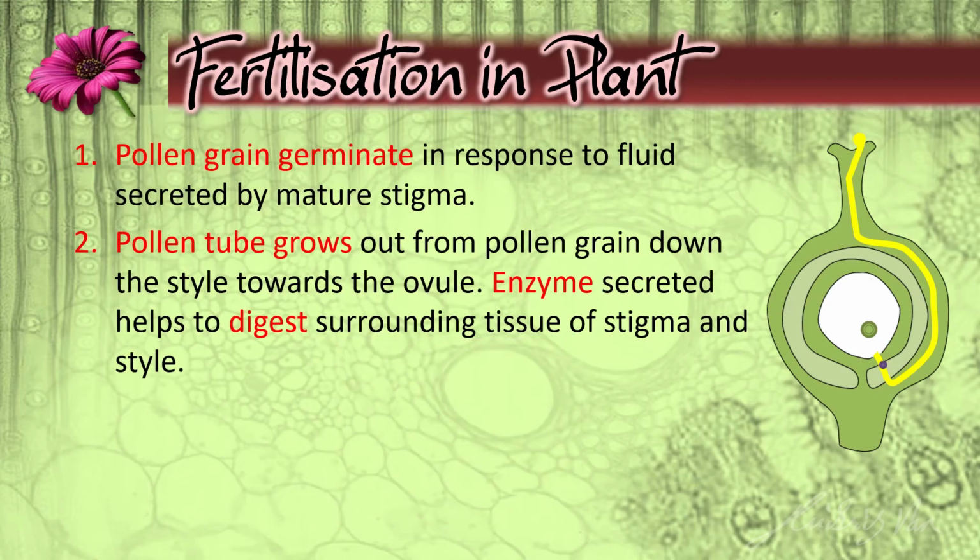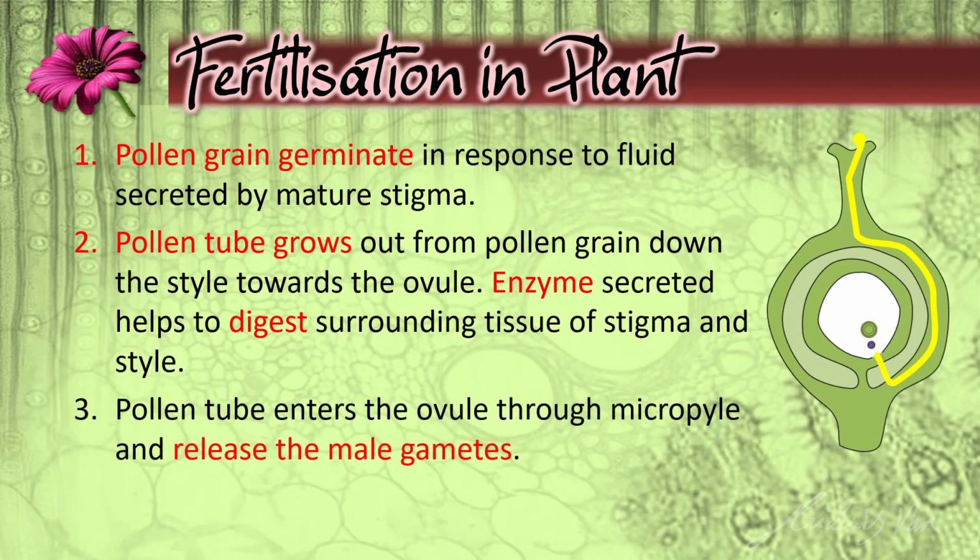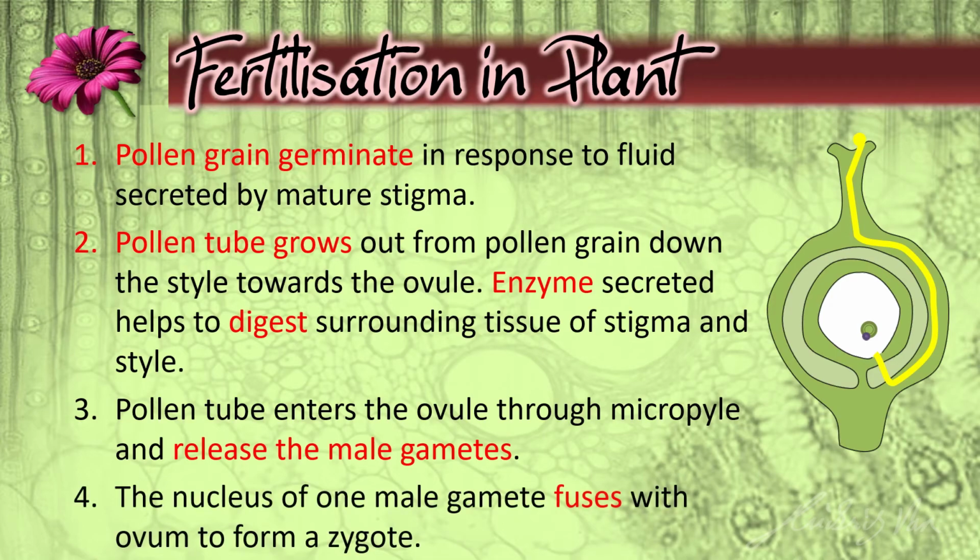After the pollen tube grows all the way to the ovule, it will enter through the micropyle and release the male gametes. After the release, the male gamete will fuse with the ovum, forming a zygote. So this is what happens after pollination: the germination of the pollen tube, followed by fertilization. Take note of the sequence of events, they are important.